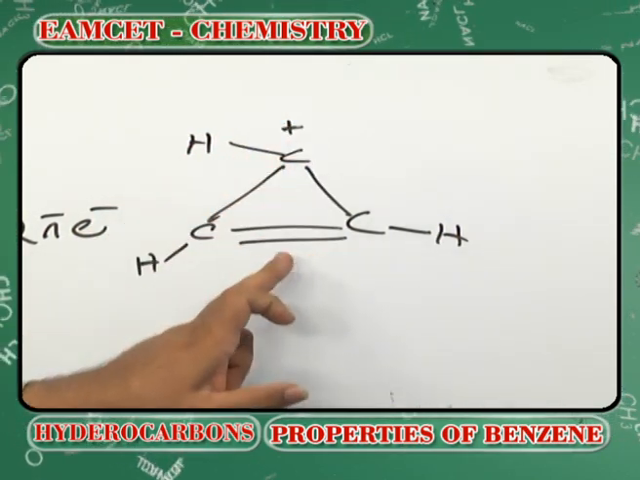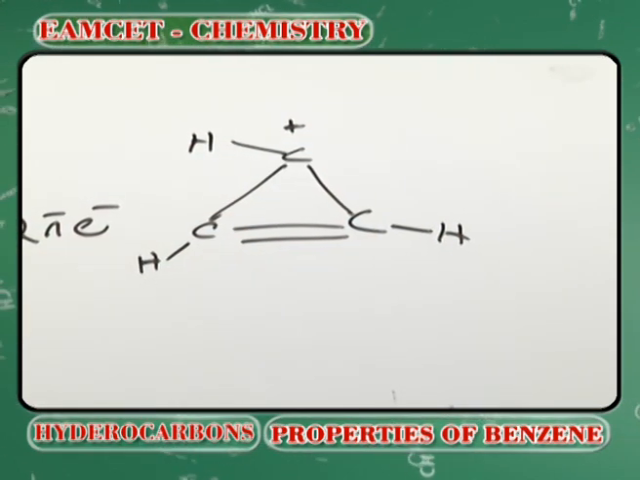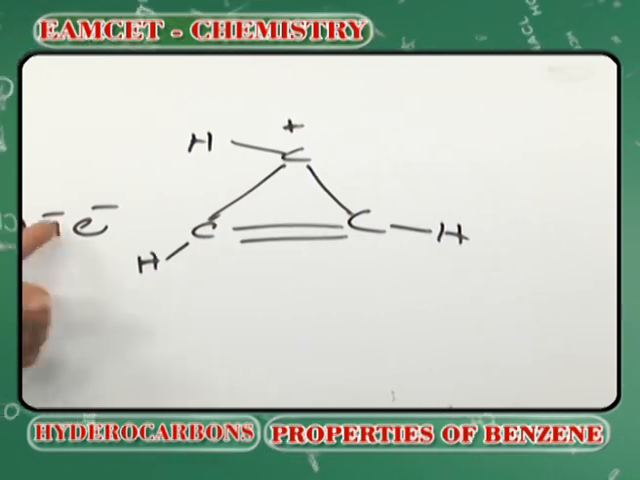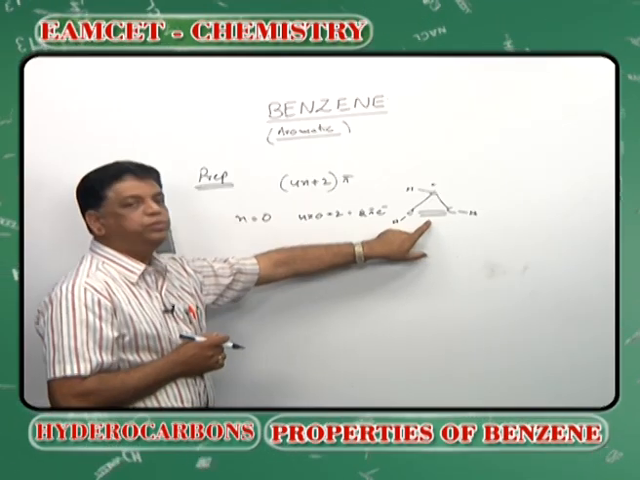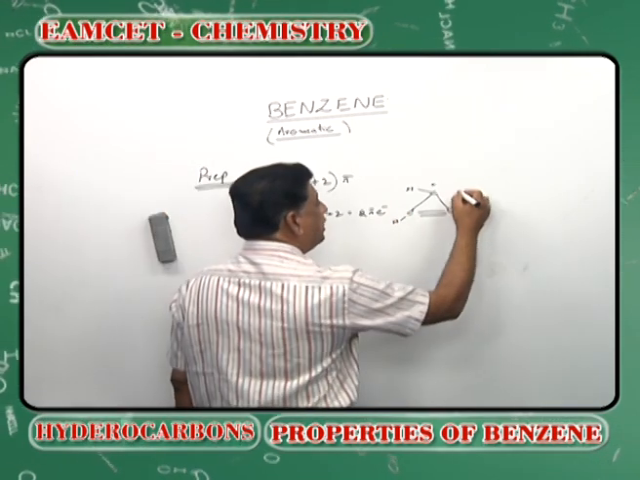Pi charge conjugation, this side or that side. The whole molecule is in conjugation, cyclic, planar, and the number of electrons: n equals 0, so 2 pi electrons. There is a pi bond in which 2 pi electrons are there. Therefore, it is aromatic.